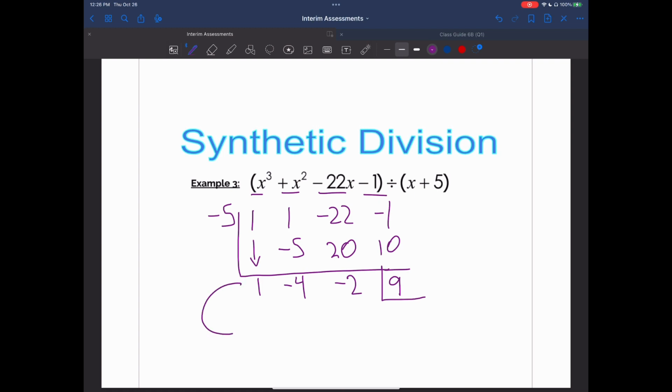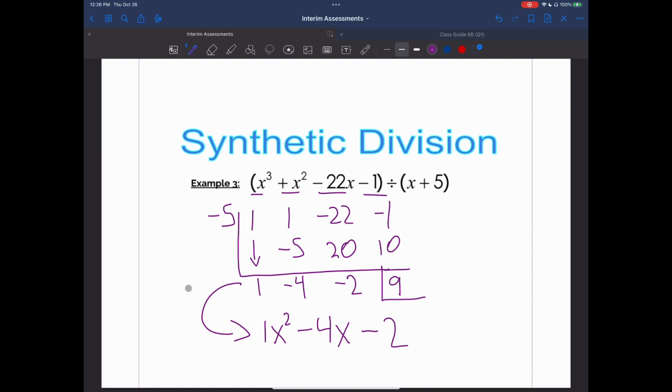Let's turn it into our polynomial. So I know this is going to become a 1x to the 2nd power because remember we drop it down 1 from a 3 to a 2. Let's keep going. So then I've got -4x minus 2, all dropped down a power. Now, we do have a remainder of 9, so this is what we're going to do.